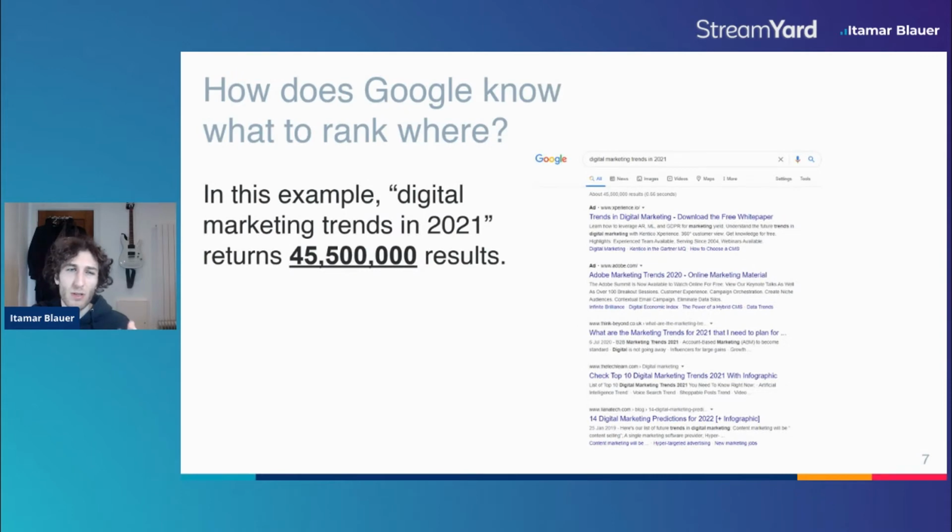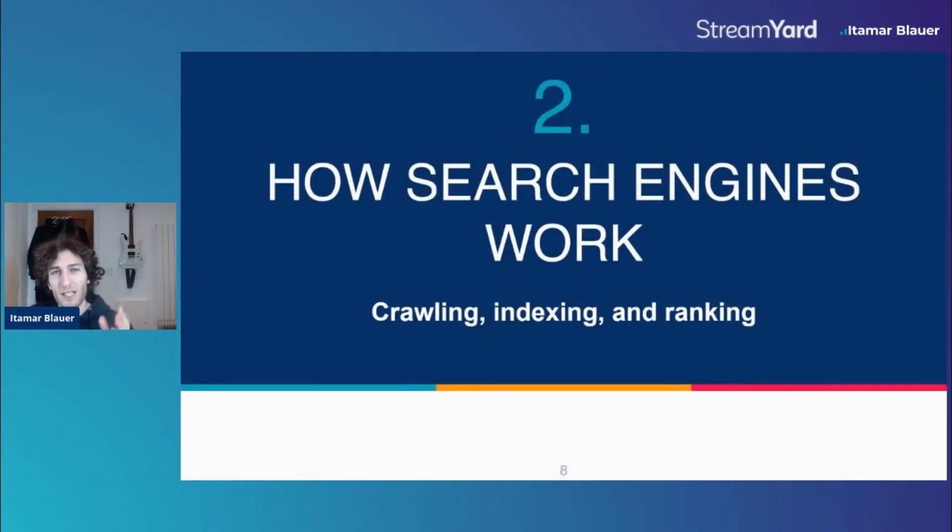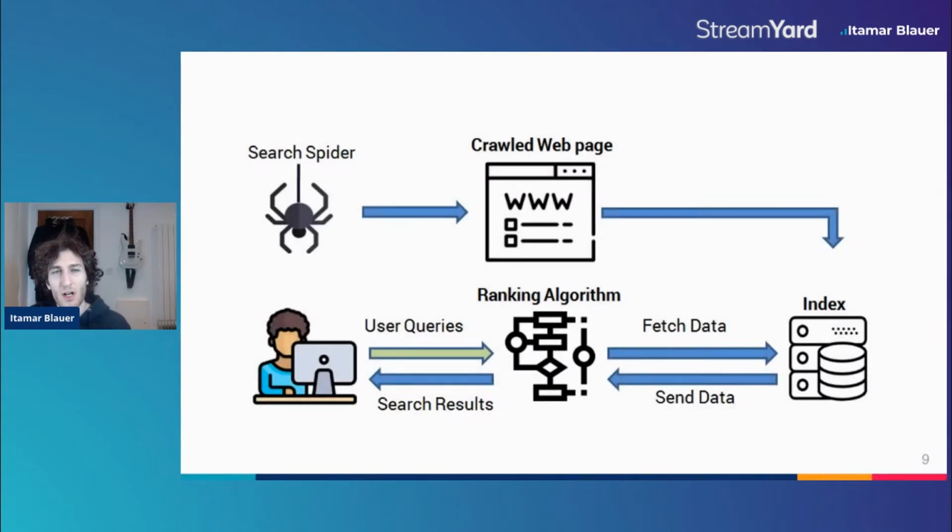Now, how is Google going to know what to rank where when you consider certain search terms that people type in that have millions of results? Well, let's take a look first at how search engines work. So there are three key components within how search engines work, and that's the crawling, indexing, and ranking of results.